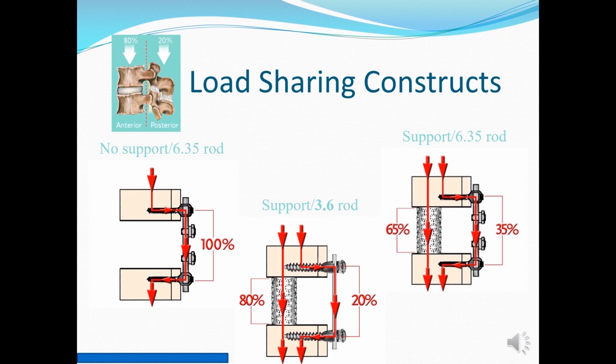These three diagrams show the load sharing and load bearing constructs. The one on the left is a load bearing construct, 100%. If you apply an anterior support, then it is 80 to 20%, if the screws are long enough to support the anterior implant. If they are not long, then it is reduced to 65 anterior and 35 posterior.